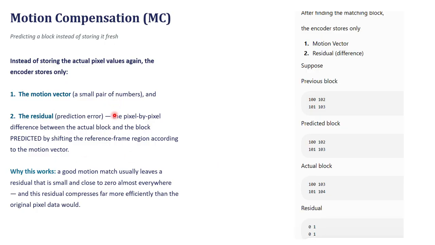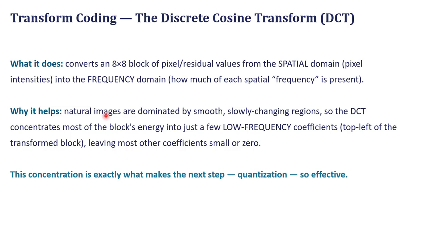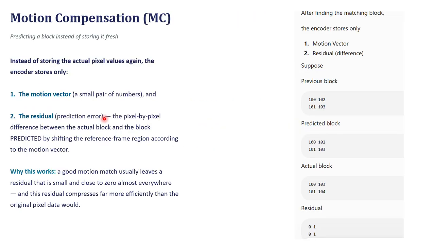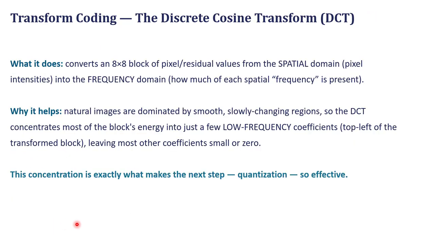So now the residual is nothing but the prediction error, that is the pixel by pixel difference between the actual block and the block predicted by shifting the reference frame region according to the motion vector. So now here I will check the residual. A good motion match will leave a very small residual or something that's zero, and this residual compresses far more efficiently than the original pixel value.